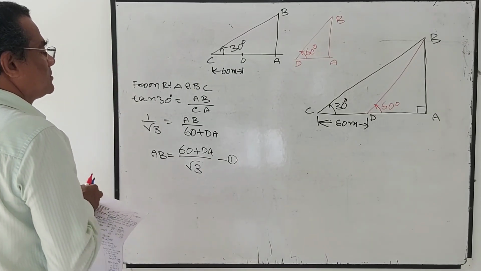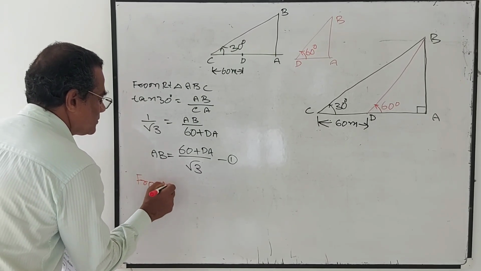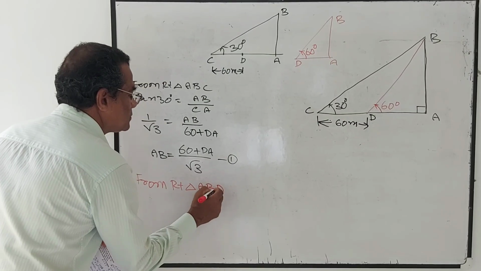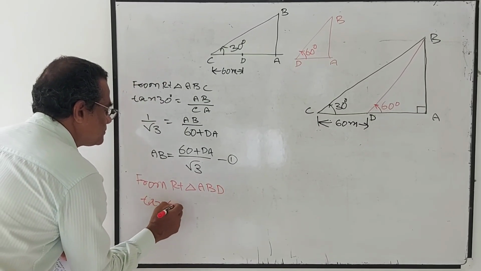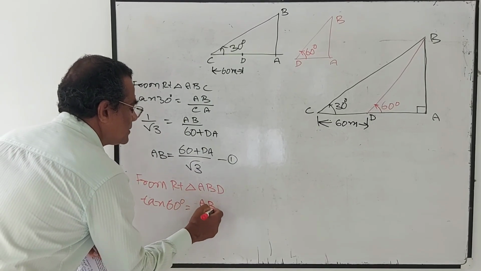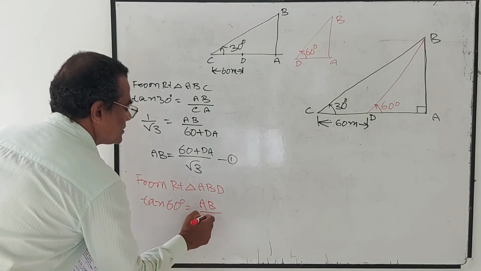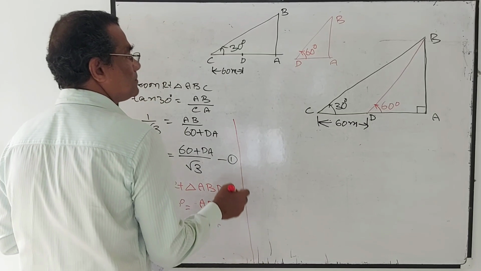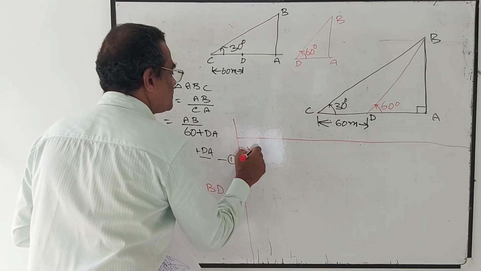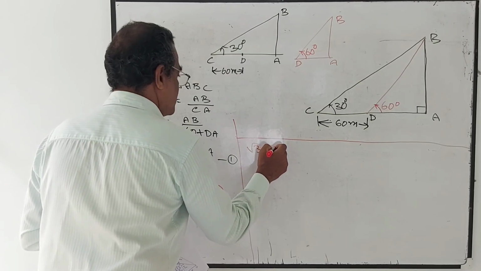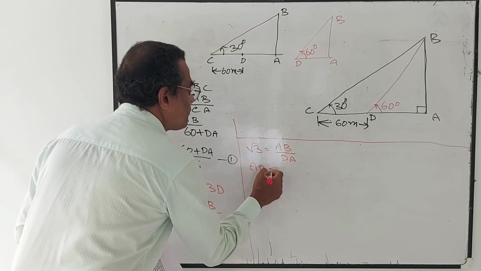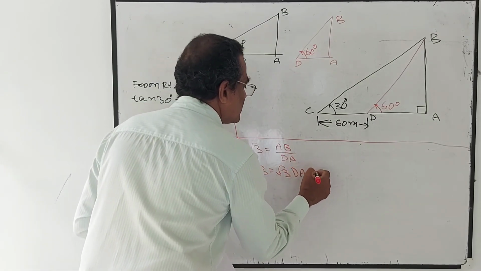Now I am considering the second triangle. From right triangle ABD, tan 60 degrees equal to opposite side of 60, that is AB, by adjacent side of 60, that is DA. Tan 60 is root 3 equal to AB by DA. So AB will be equal to root 3 into DA. This is equation number 2.